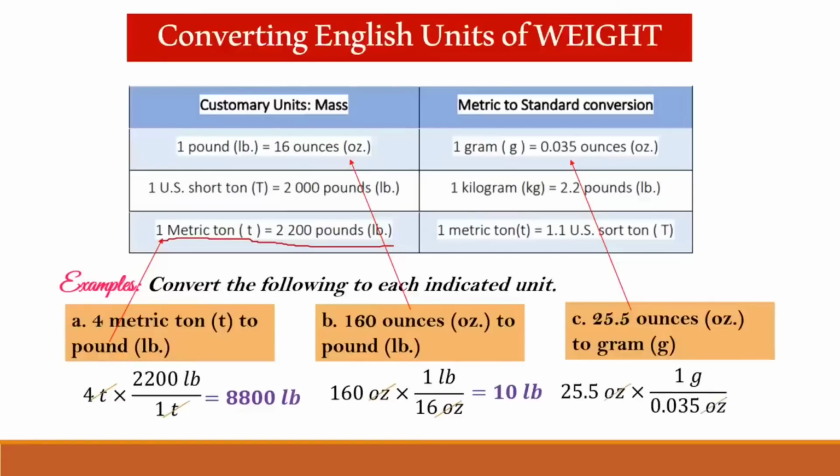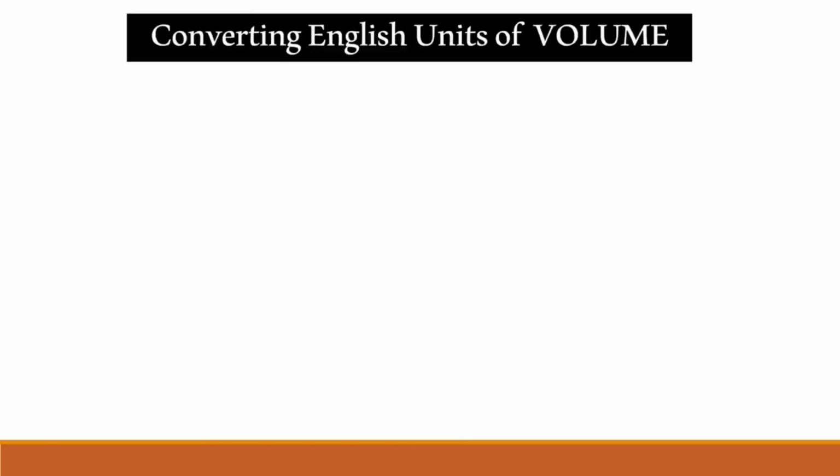And we can cancel ounce to ounce. Then we multiply. So 25.5 times 1 divided by 0.035. The result is 728.57 pounds. So that is how we convert English units of weight.